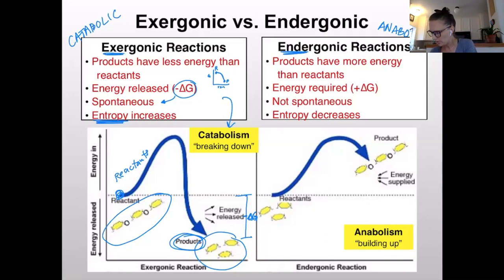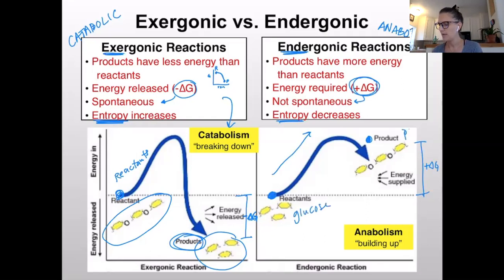So if you look down here, the products versus the reactants, you can see that this is going to be a positive delta G. The products have more energy than the reactants. The energy required is a positive delta G, so by definition, it is not spontaneous. And since we had to add energy, entropy is decreasing. The example of this is going from glucose into a polysaccharide, such as glycogen in animal cells.